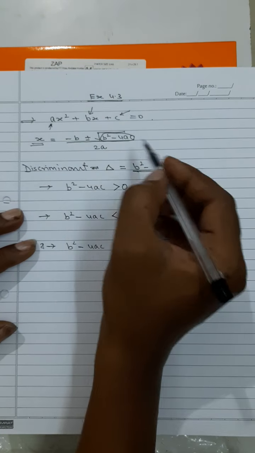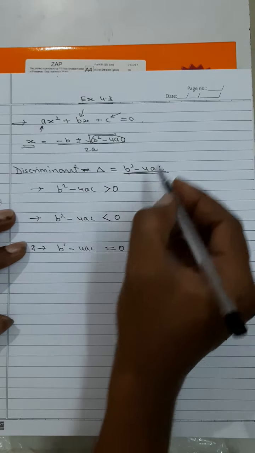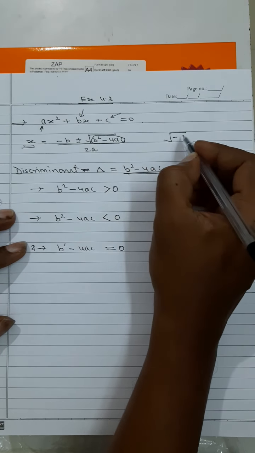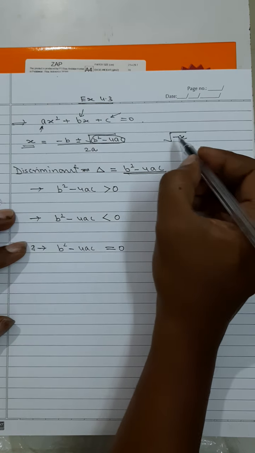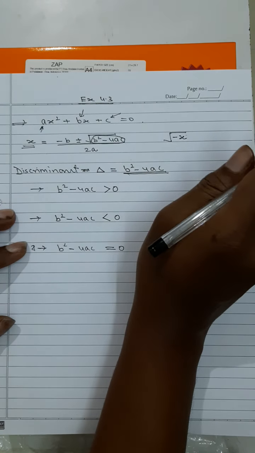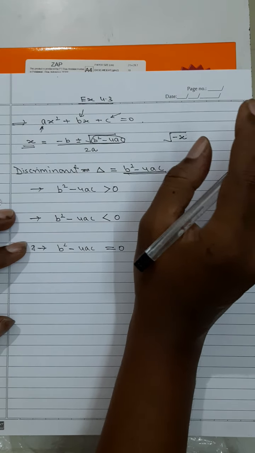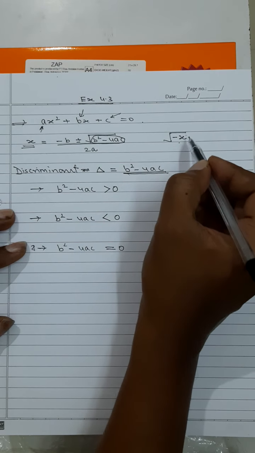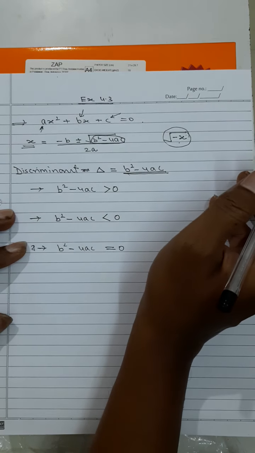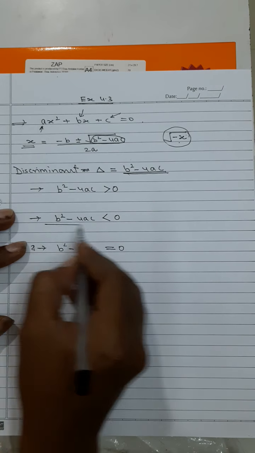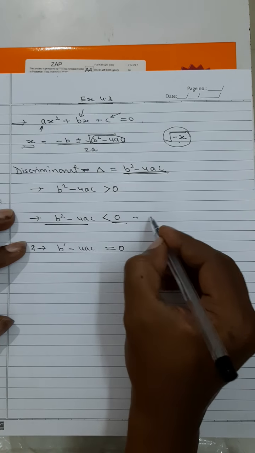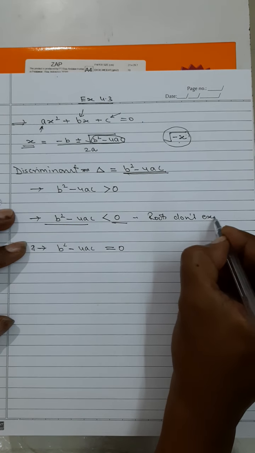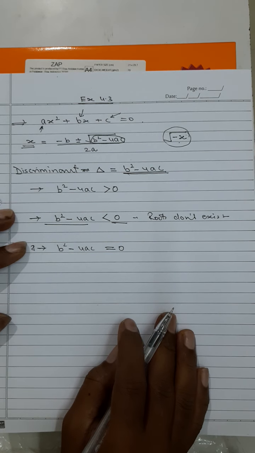See, definitely, my dear students, there is a radical over here. If b square minus 4ac is a negative number, you know that the square root of a negative number is not possible. It is a non-real number. If b square minus 4ac is a negative number, that means this radical as a whole becomes a non-real number. That means when b square minus 4ac is less than 0, the roots don't exist, meaning this equation is not solvable.